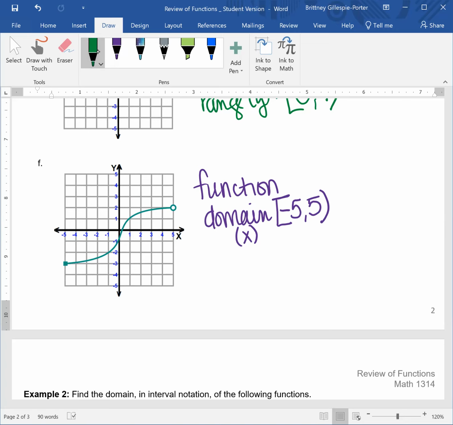Looking at our range, which is our y values, starting at our lowest, the lowest y value is -3. And we had a closed circle, so I'm going to have a closed bracket. Our highest y value is a 2, but it has an open circle, so we need the open parenthesis.